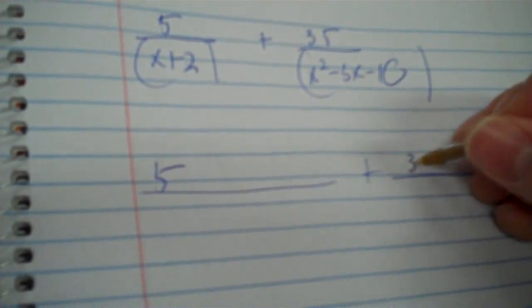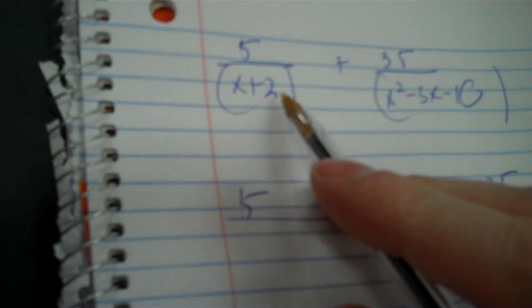Okay, next one. We've got 5 over x plus 2 plus 35 over x second minus 3x minus 10. 2, 3, 1, 1. Tops we never factor. GCF, no. DOPS, no. Bring it down. 3-termer, you're going to need to factor that.